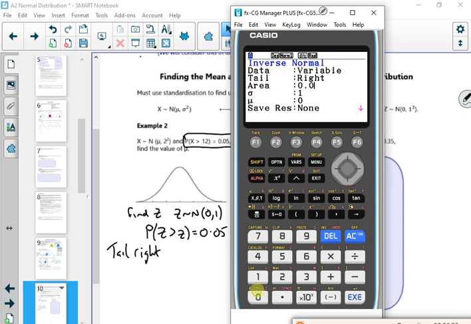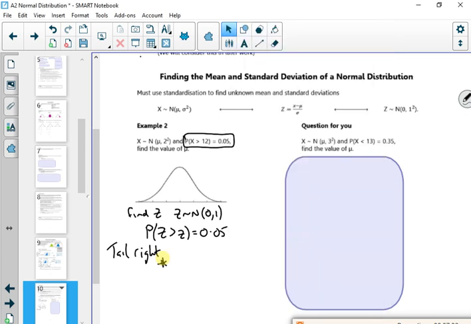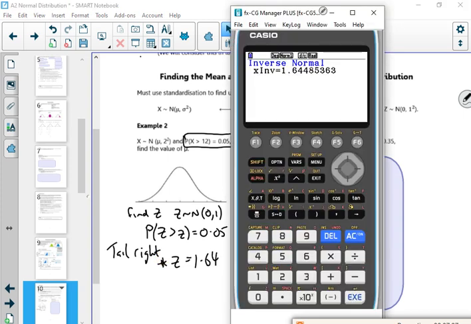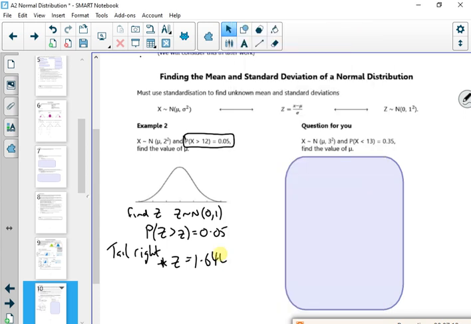I'm going to set my area to 0.05. Sigma is 1 and mu is 0. And it's going to give me a z value. So I've done an inverse normal, it tells me that z is 1.64. They tend to do it to three decimal places, it's 1.645, but I'm going to do 1.6449 to be a pain. So that's my z value.